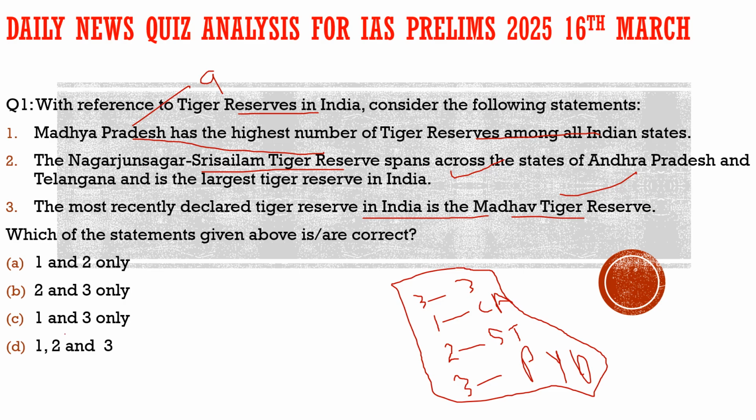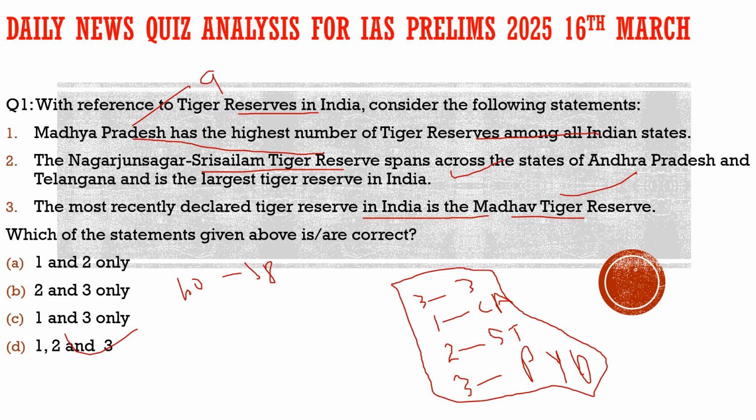Now, please remember a few more points about the tiger reserves in India, which can be asked and are very relevant for your preparation, and were mentioned in some way in the newspaper, maybe directly or indirectly. You should note that by the addition of this Madhav Tiger Reserve, the number of tiger reserves in India has increased to 58. So India has 58 tiger reserves now. Please remember that.